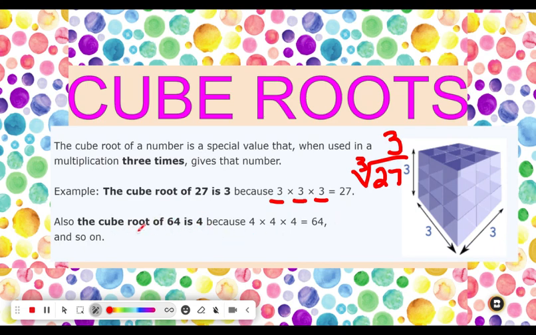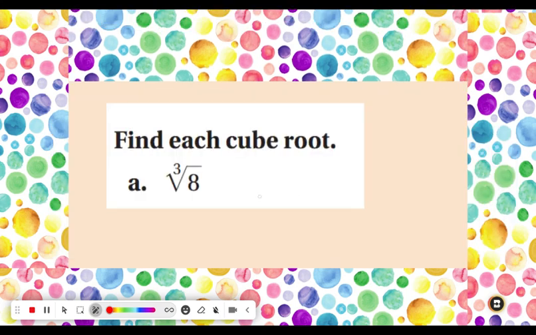The cube root of 64. So you write it, the cube root of 64. 4 times 4 times 4 is 64, so that is 4. Okay, the cube root of 8. What times what times what equals 8? Good job. 2 times 2 times 2 equals 8. So the cube root of 8 equals 2.